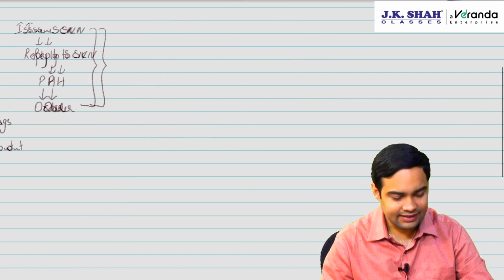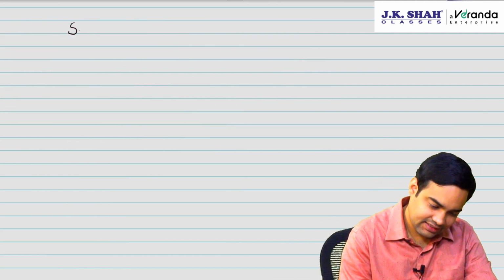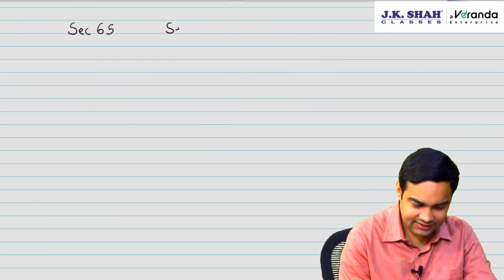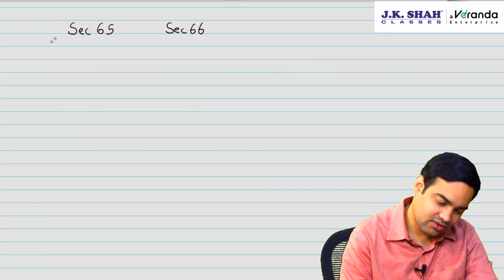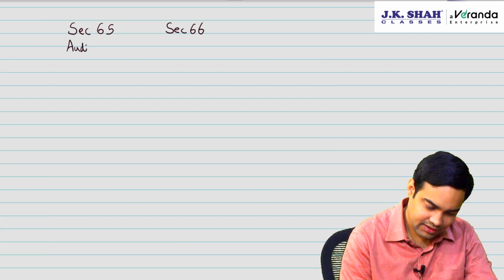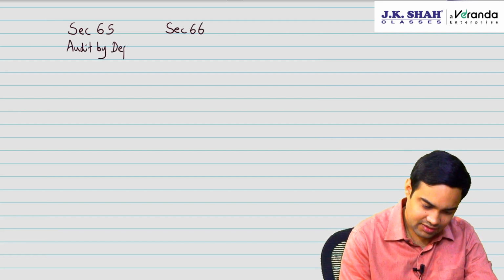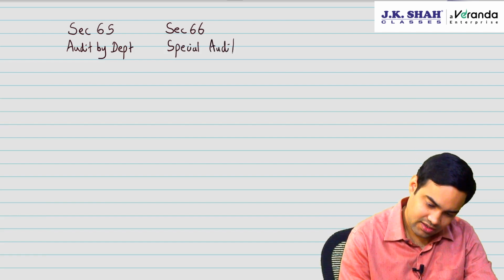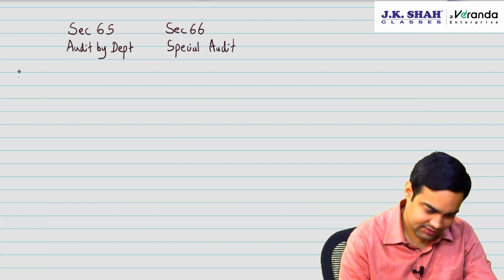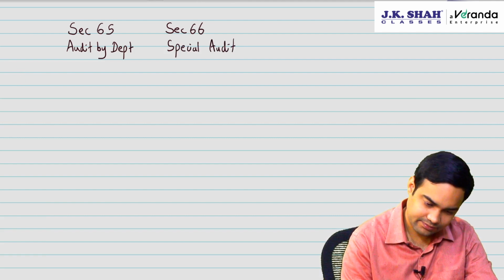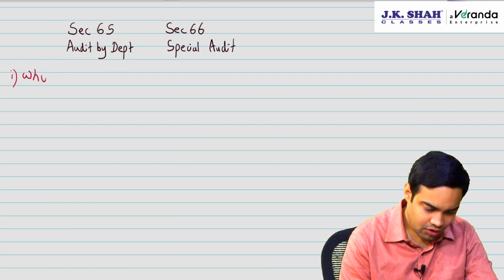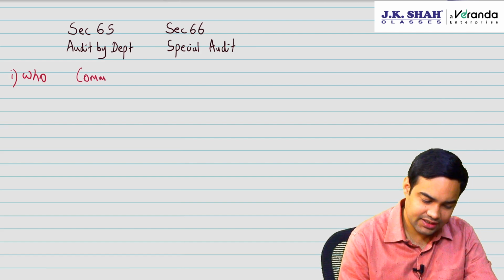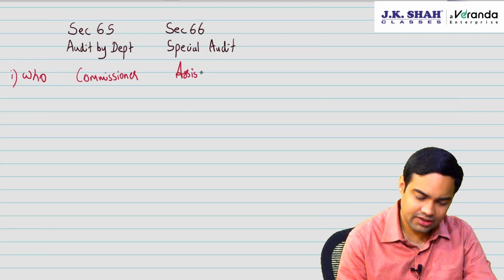Okay. Then the last discussion is section 65 and 66. Now 65 deals with audit by the department and 66 deals with special audit. Now let's see who initiates this. Audit by department can be initiated by the commissioner or an officer authorized by the commissioner. But special audit can be initiated by the assistant commissioner.